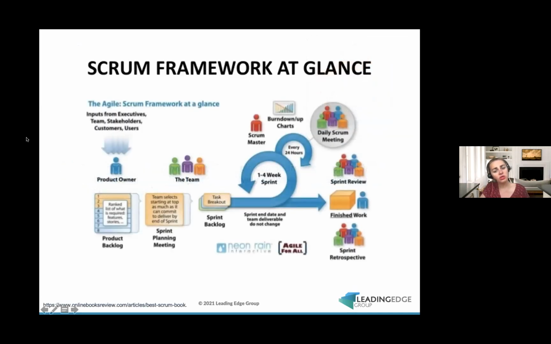So that's what the framework looks like. Basically we have a time period that we select, and it's always consistent. Once we go with that, we don't change it. It's recommended between 1 week and 1 month. Most companies will go with 2 weeks, which has been the most optimal. And if you go with 2 weeks, you don't change it, because 2 weeks gives you 10 working days.